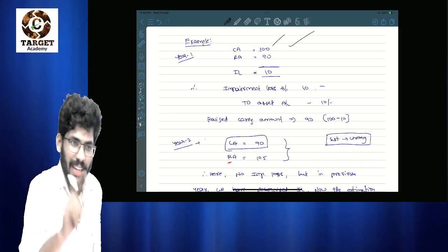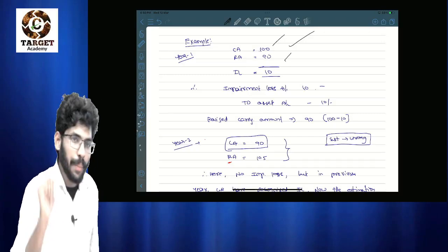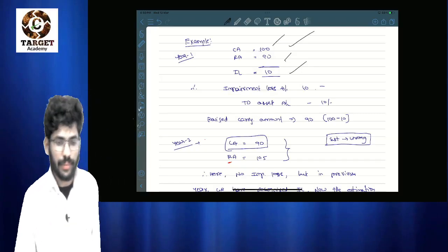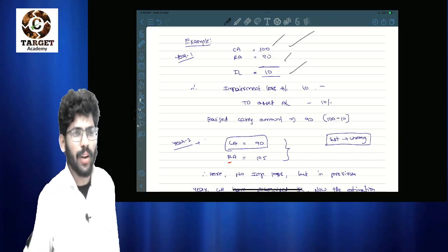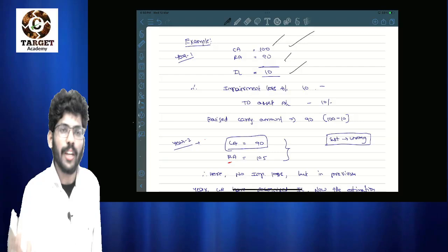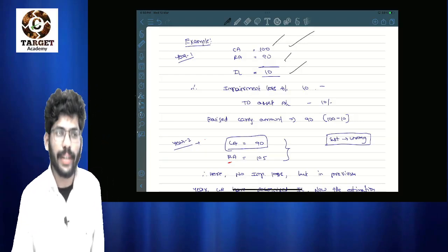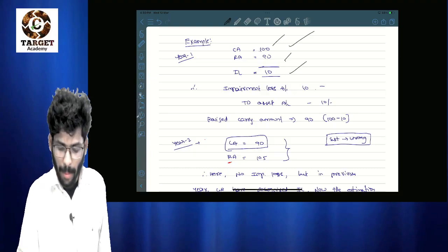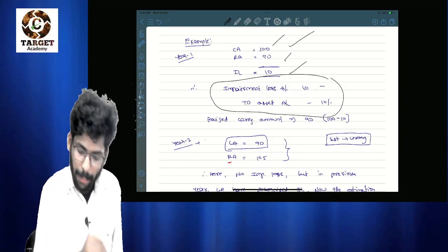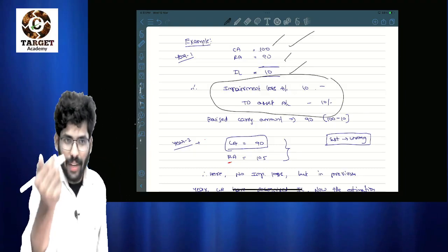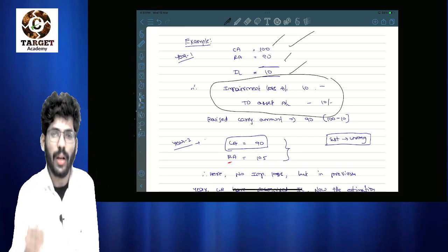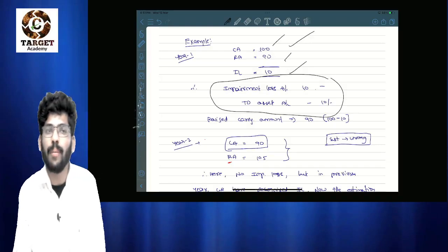100. What is the recoverable amount here? 90. What is the impairment loss? 10. Clear? What is the journal entry for impairment loss? Impairment loss to asset, P&L to impairment loss. Correct or not? Yes, two entries. So here, first entry, impairment loss to asset. Asset value will get decreased. Correct or not? Now, what is the revised carrying amount, guys?